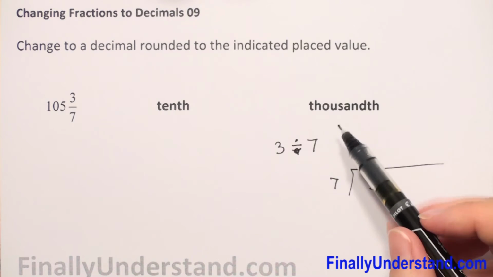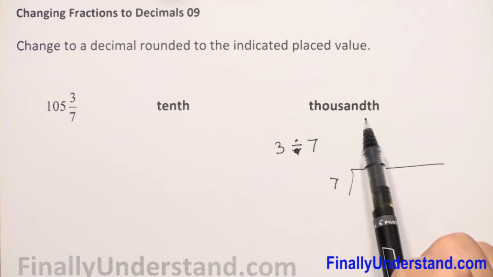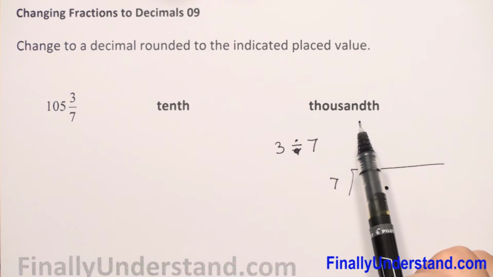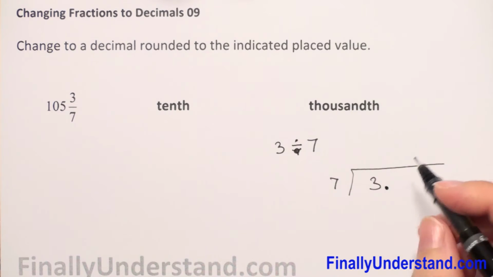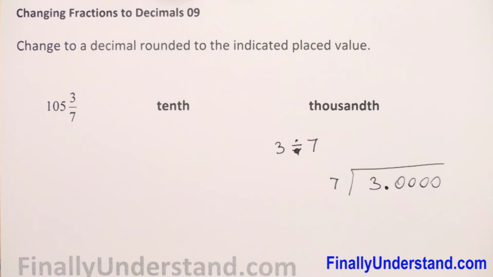And because we have to round to the thousandth, and the thousandth is the third place after the decimal point, we need 1 extra zero. So we need 4 zeros. We need to add 4 zeros to do this long division, because we need 4 digits after the decimal point to round to the thousandth.